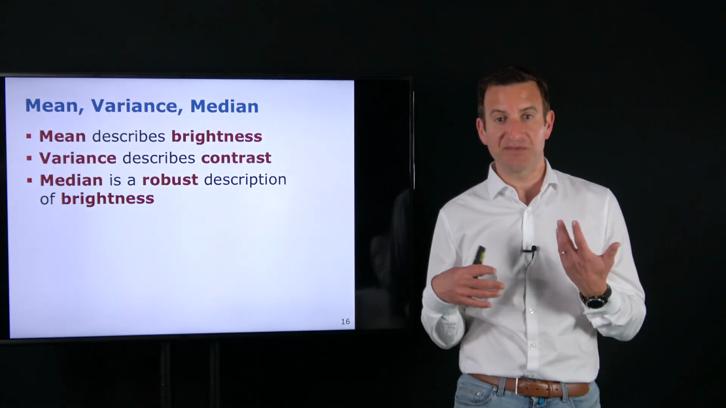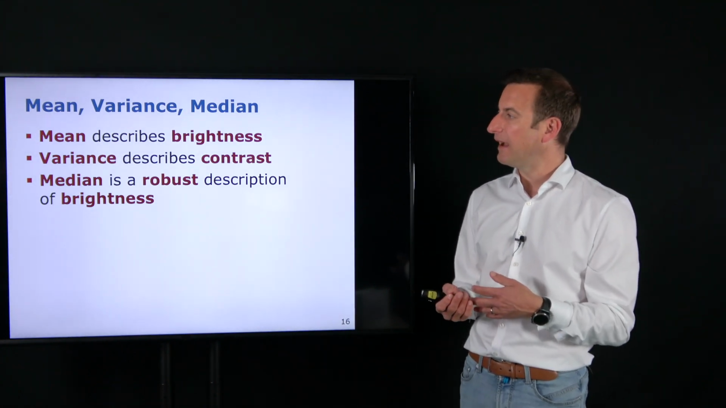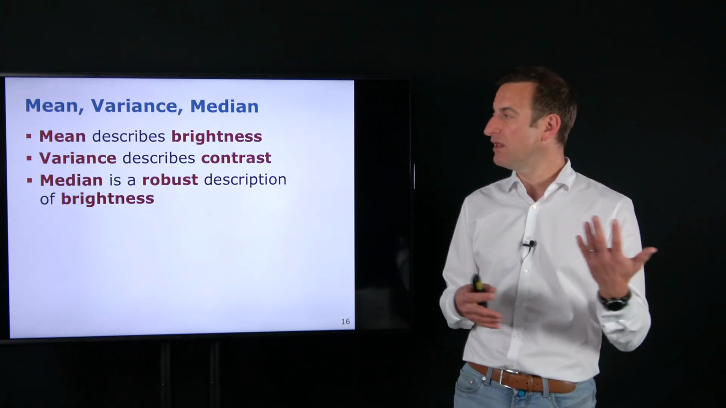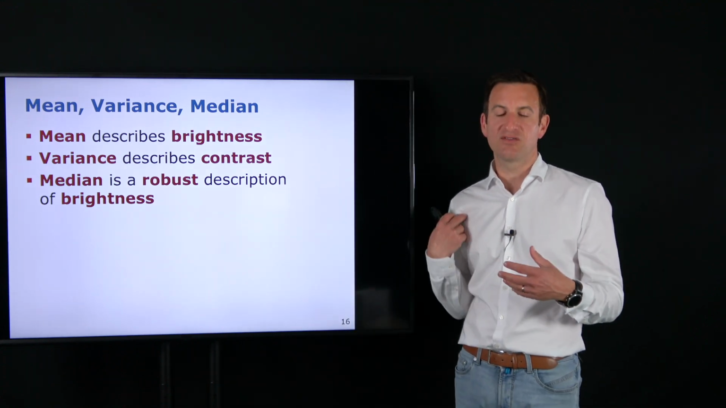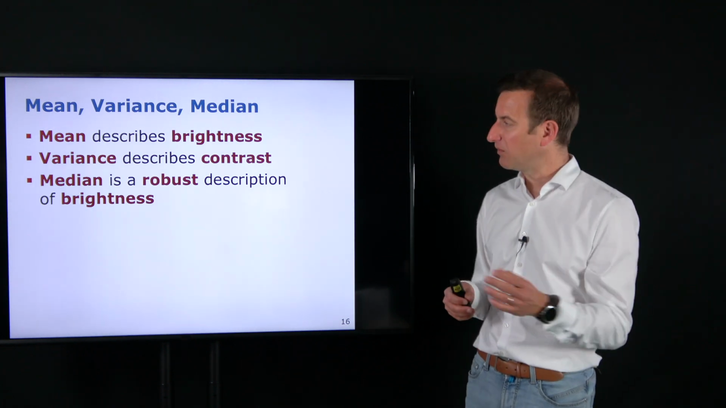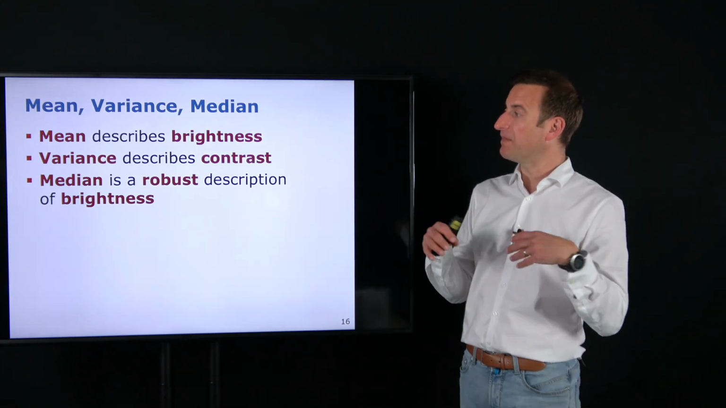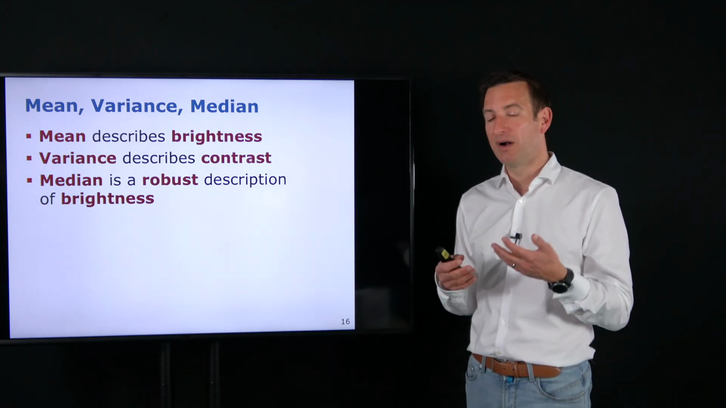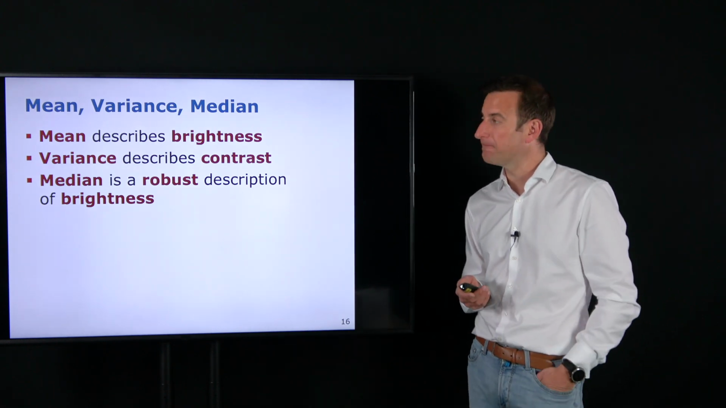So the mean describes the brightness, the variance describes the contrast, and if you talk about the mean, we could also talk about the median, which is kind of a robust estimation of the brightness, just by having some areas which are extremely bright, with maybe some sky which is up in the image. I can use this as a more robust version of the description of the brightness in here.